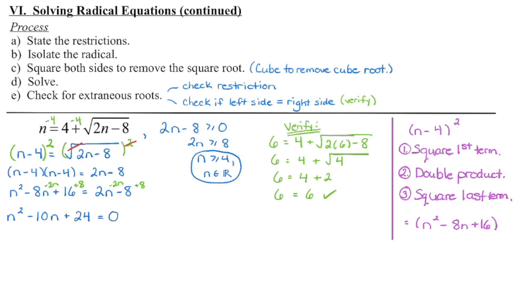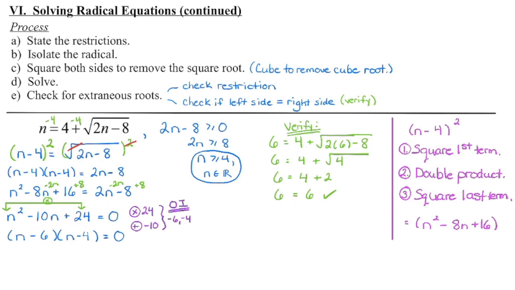If it's a trinomial, we know we're going to begin by multiplying the a times the c. So the coefficient in front of the n squared, which is 1, times the constant term, which is 24. I need 2 numbers that will multiply to that product, 24, and add to the b value, which is negative 10. So the 2 numbers that will multiply to 24 and add to negative 10 are going to be negative 6 and negative 4.